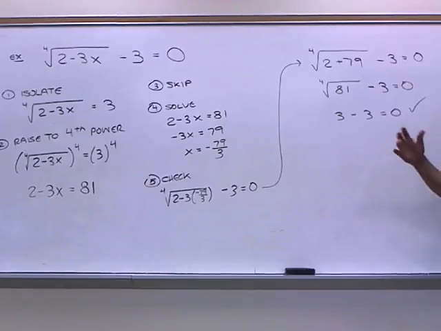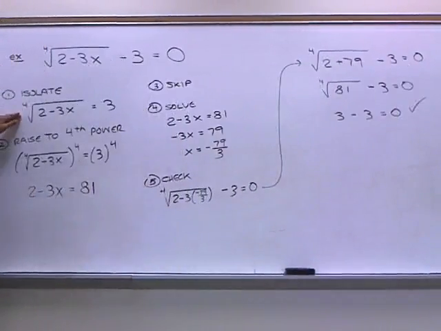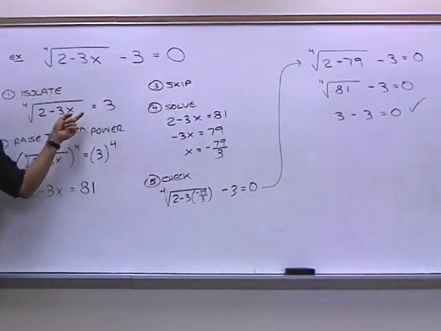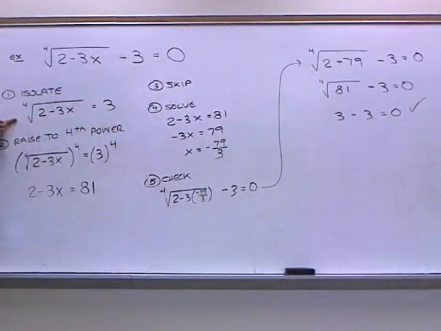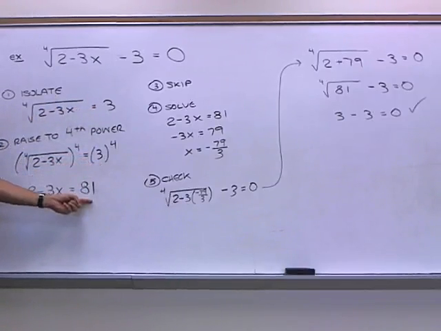All right, I'm going to walk through the steps real quick. The first step was to isolate the radical, so I added 3 to both sides to get this. Then raising both sides to the 4th power will eliminate the root on the left side. 3 to the 4th power, 3 times 3 times 3 times 3, is 81.